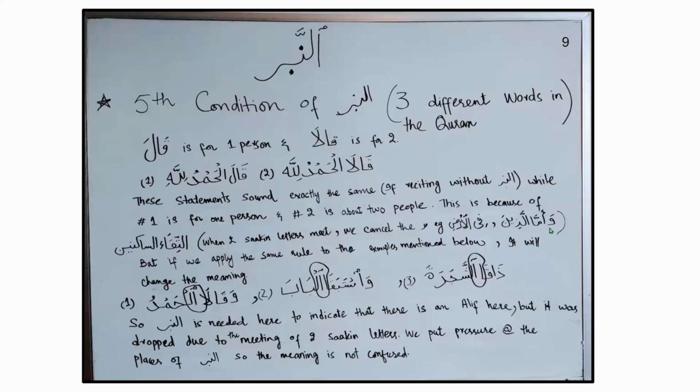And even in this example, we say wa amma alladhina. We do not say wa amma ladhina because of the rule of ittaqa is sakinain. So whenever two sakin letters meet, we cancel the mad. And you can check the video of ittaqa is sakinain, meeting of two sakin letters, for more detail of this topic. But at this point, we need to remember that when two sakin letters meet, we cancel the mad. And this is exactly why both of these statements sound exactly the same.